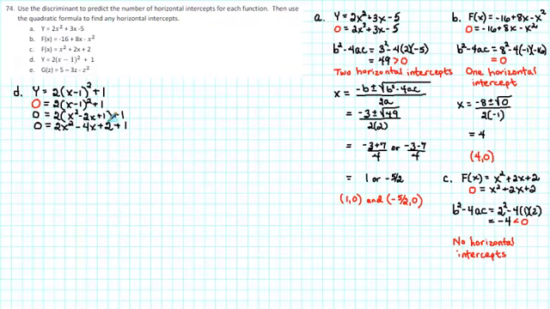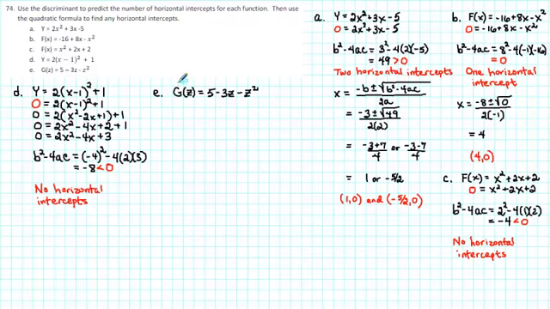Finally, we combine the two like terms. 2 plus 1 is 3. So the equation in standard form is 0 is equal to 2x squared minus 4x plus 3. Now that the equation's in standard form, we can clearly see that a is equal to 2, b is equal to negative 4, and c is equal to 3. So now we evaluate the discriminant. The result is negative 8, which is less than 0. Therefore, this quadratic function does not have any horizontal intercepts.